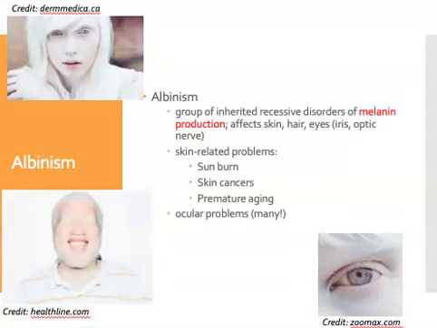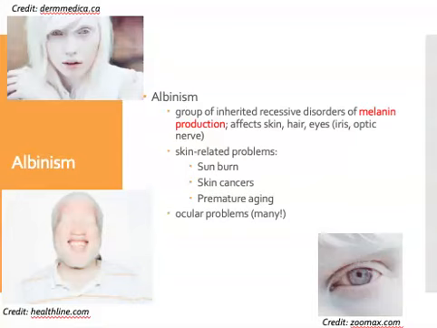One of the things we're going to be doing in today's lecture is talking about some disease conditions that are related to the integument. And one of those conditions is called albinism. Now, albinism is actually a group of disorders. These are inherited disorders of the recessive variety, and they are disorders of the production of melanin.